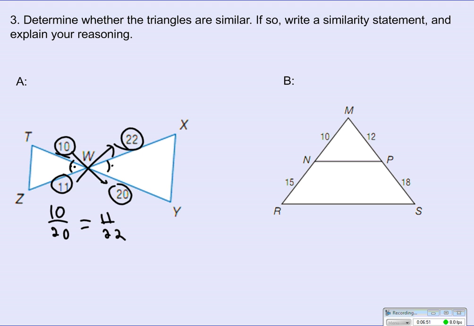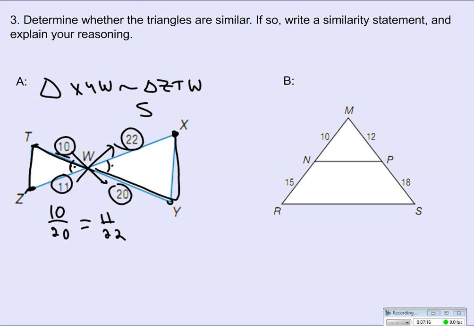So I'm going to say yes, but here's how I've got to say it. If I say X, Y, W, then I've got to say Z, T, W, because this corner matches up with this corner matches up with this corner. So that's going to be triangle Z, T, W by side, angle, side.